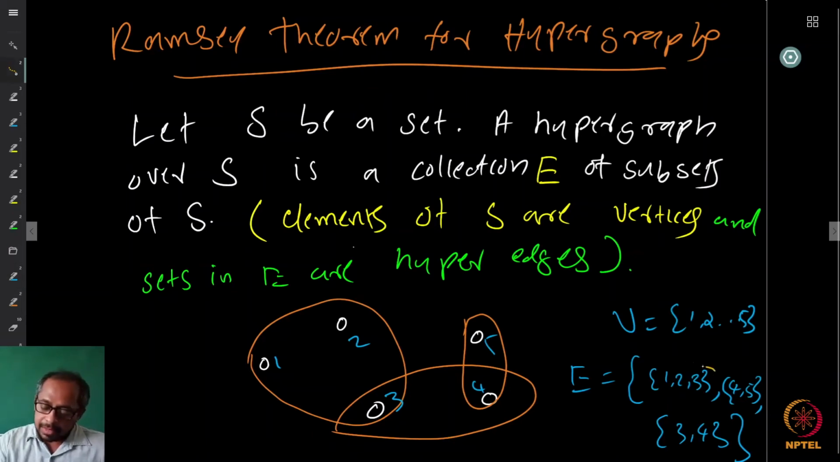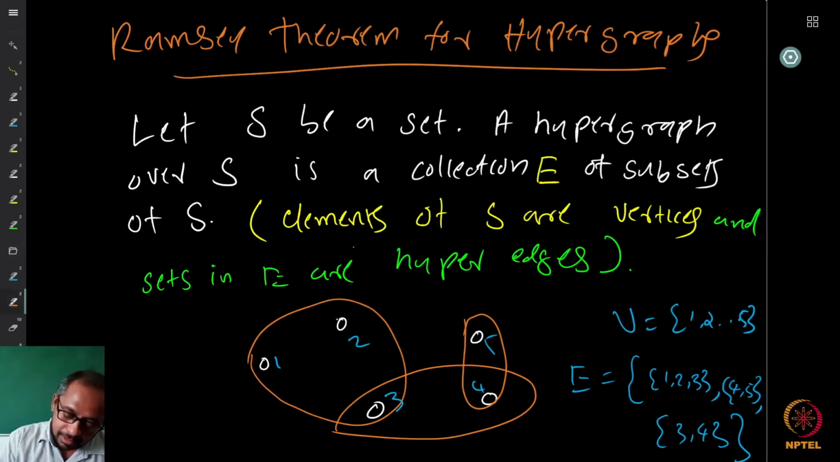So this is an edge, 1, 2, 3. So earlier we had only two-element sets, but now we can have any kind of subsets. You can even just have one-element subsets. That is also allowed. Let's say that you have this, right? This is one. So I can say that this is also an edge. So this is okay.